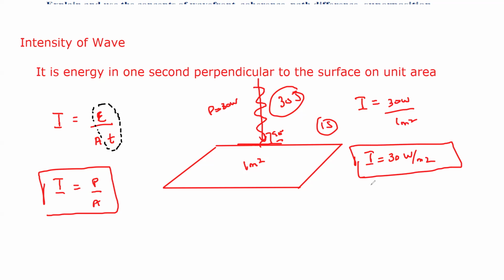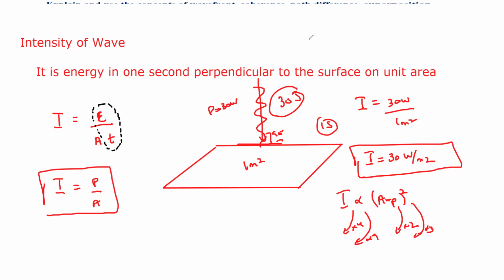And the intensity of the wave is directly proportional to the amplitude of the wave squared. Means if we double the amplitude, the intensity will be 4 times. If we triple the amplitude, intensity will be 9 times. If we quadruple the amplitude, the intensity will be 16 times. So if the amplitude of the wave is doubled, the intensity will increase by a factor of 4. If the amplitude is 3 times, intensity will increase by 9.